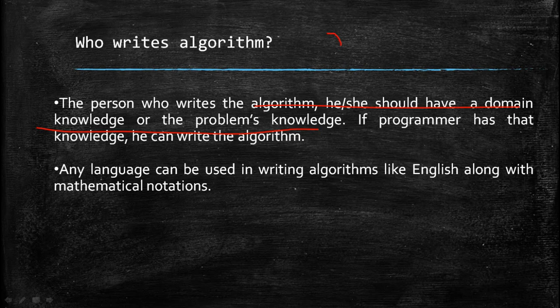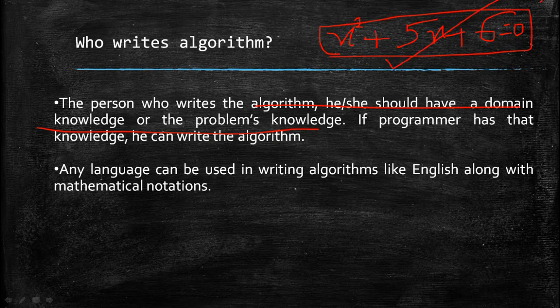Suppose you have read quadratic equation and there is a problem like this. Now everyone can't solve this, only those who know how to solve a quadratic equation can solve this. So it can't be done by anyone. Who will write the algorithm for solving this? The person who has the domain knowledge, who knows how to solve a quadratic equation. So an algorithm can be written by any person who has that knowledge.